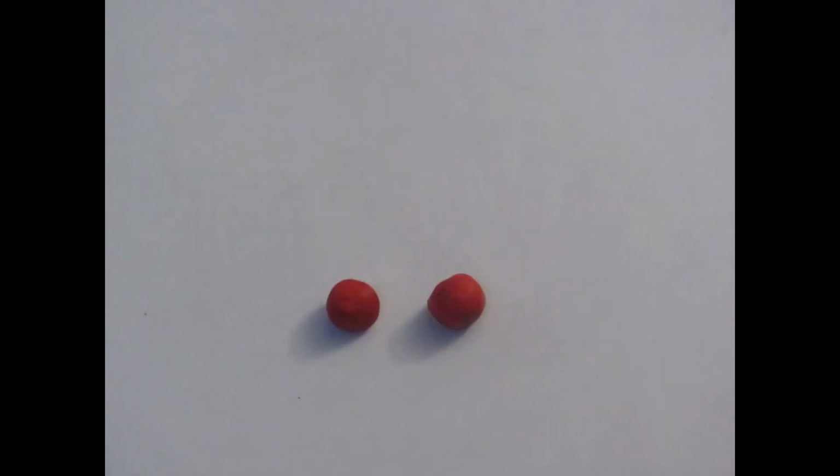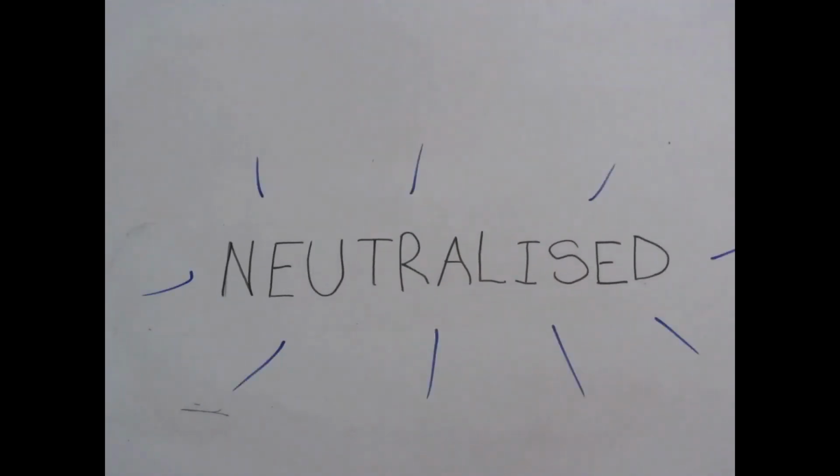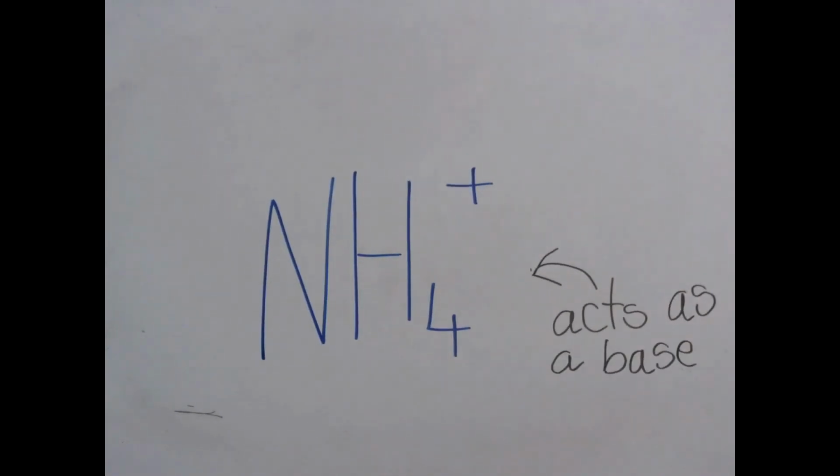OH- ions from the base plus the H+ ions from the acid creates H2O, water. This is called neutralization, where the H+ ions react to the base to form a salt and neutral water. We do have one tricky exception though. Ammonium ions act as a base. This is because the definition of a base is something that replaces the H+ ions from the acid with the metal ions. Ammonium also acts to replace the H+ ions.